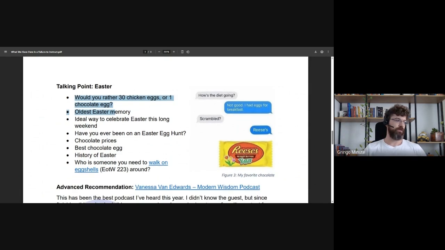And oldest Easter memory, an ideal way to celebrate Easter this long weekend. We get some extra days off, very cool. Have you ever been on an Easter egg hunt? Consists of chocolate. Discuss. The best chocolate egg. Team, I'm a big fan of Reese's, even though I'm not really a chocolate person like some others are, but I really love Reese's. Peanut butter, it's my pick.